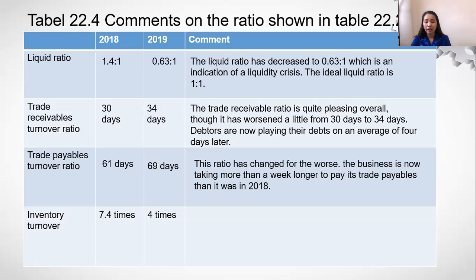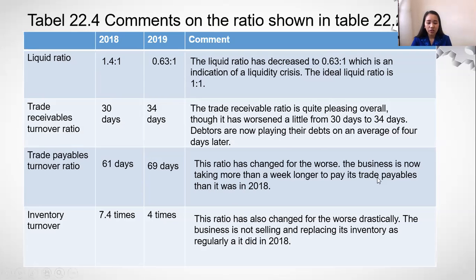So how is the comment? This ratio has changed for the worse. Why? The business is now taking more than a week longer to pay its trade payables than it was in 2018. See, the difference is about 8 days. Yeah, more than a week. So it's not good.